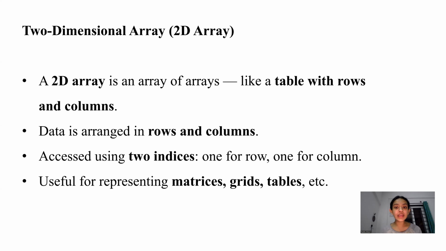So what is the difference between 1D and 2D arrays? In a 1D array, you store data in a linear form, just a single row. Whereas a 2D array is with rows and columns, so data is arranged in rows and columns. It is accessed using two indexes, one for row and one for column.